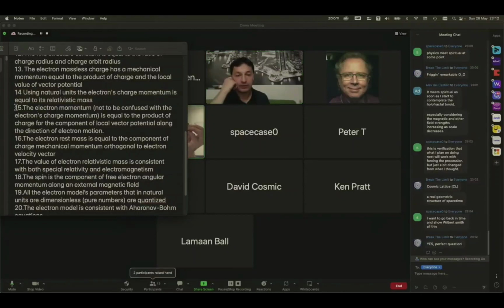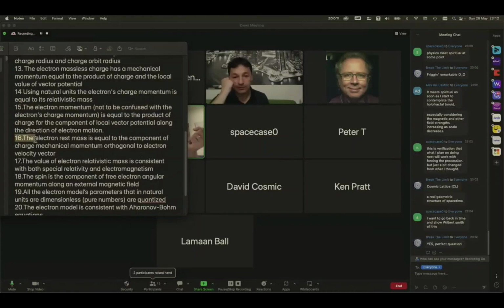The electron momentum, sorry, I've said that one. I wanted to ask it twice.